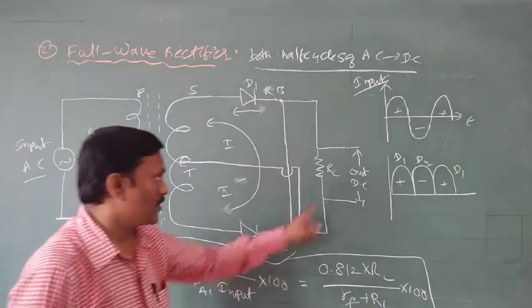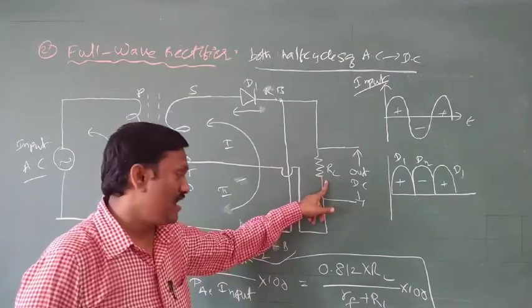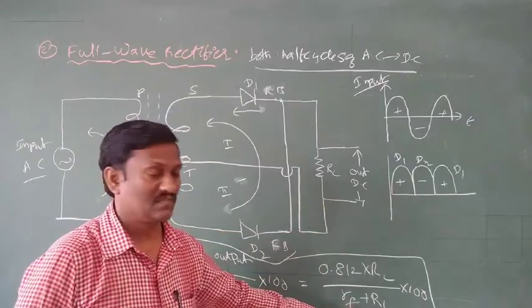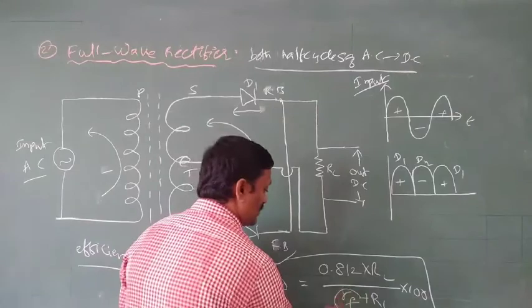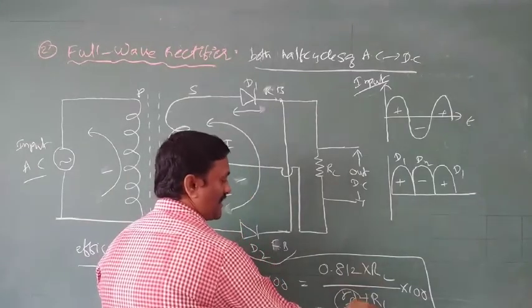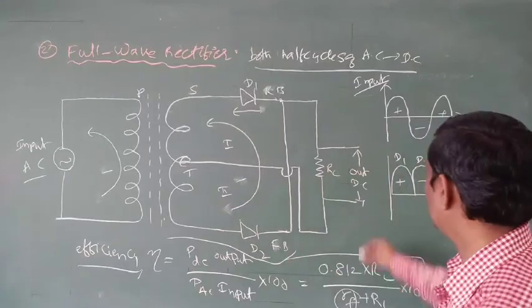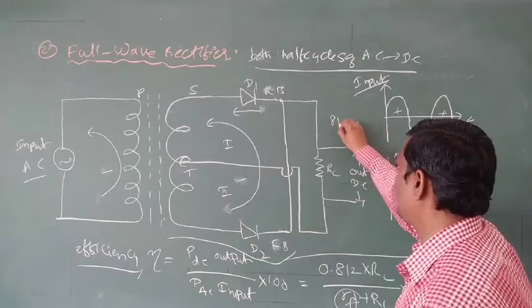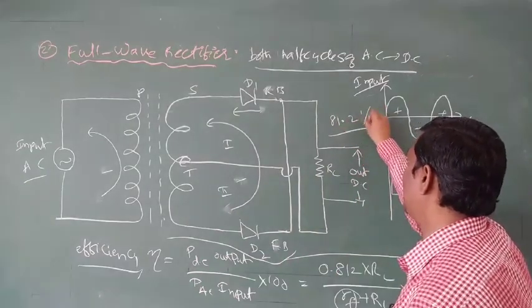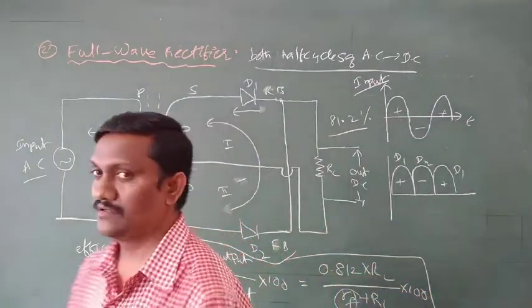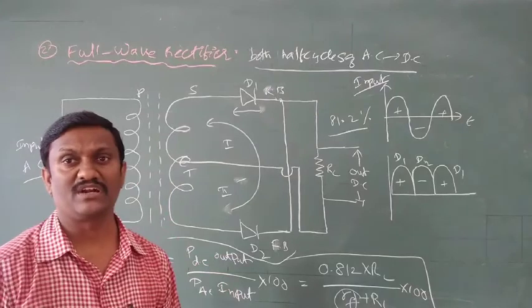Here RL means load resistance. RF means diode resistance, the forward biasing resistance. Compared to load resistance, RF is negligible. RL cancels, and 0.812 times 100 gives 81.2. So in the case of a full wave rectifier, a maximum of 81.2% of AC is converted into DC. Here efficiency never becomes 100%.